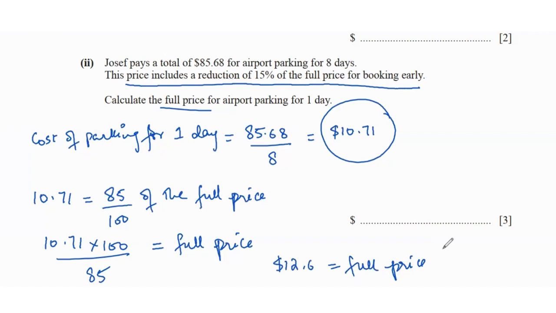So once again, he's paying $85.68 for 8 days. So the cost for 1 day would be 85.68 divided by 8, which is 10.71. Then they mentioned that this price includes a reduction of 15% of the full price for booking early, which means this 10.71 is 85% of the full price. So to find the full price, you put 10.71 equal to 85% of the full price, and then calculate the answer.